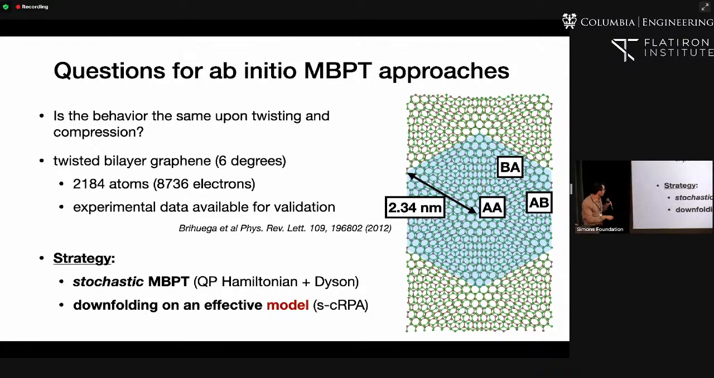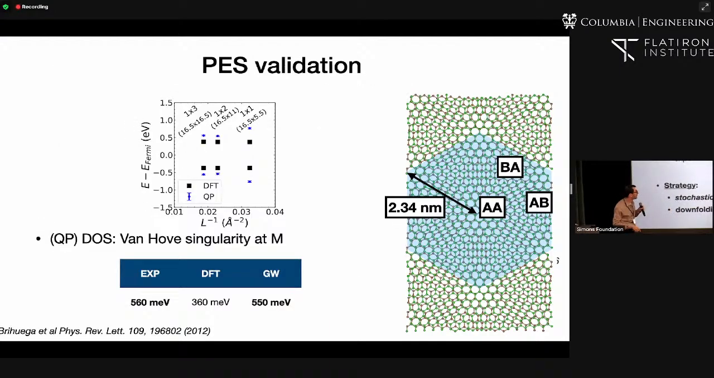The strategy is, again, to use stochastic many-body perturbation theory and to use some downfolding onto effective models for this strongly correlated subspace. I will just show that validation worked really well, and it tells you that at zero pressure, GW is really fine in this case. The agreement with experiments is within 10 meV, so that's pretty okay.